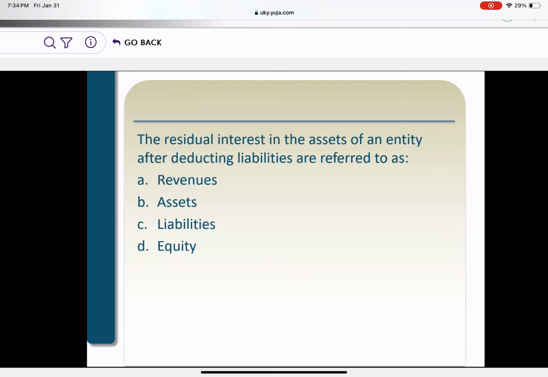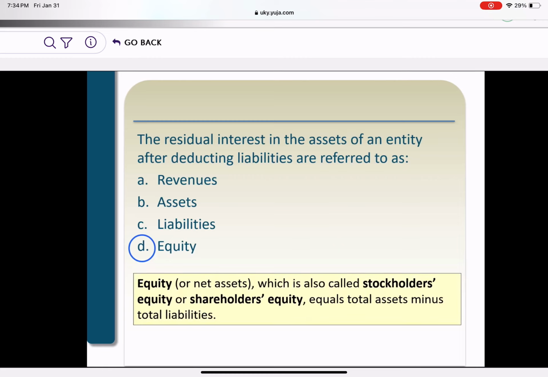Question for you here: the residual interest in assets of an entity after deducting liabilities is referred to as, hopefully you get this one right, I hope you're thinking right away, letter D, equity. Because if I flip liabilities over to the left of the equation, subtract that from assets, I get the stockholders' equity. And many people refer to stockholders' equity as net assets. That's not uncommon to hear people say that.